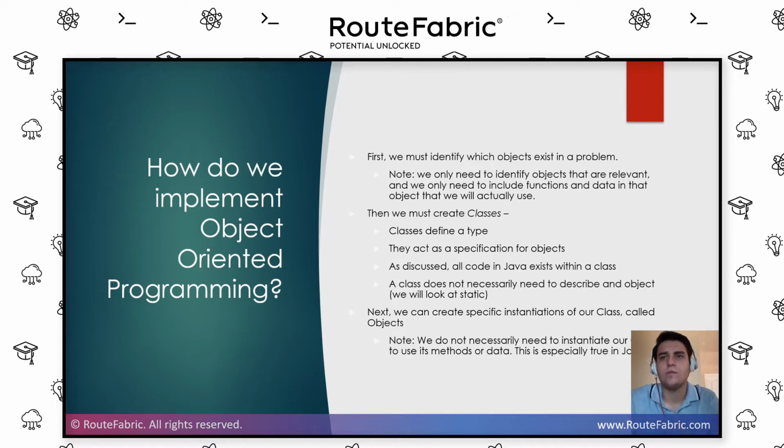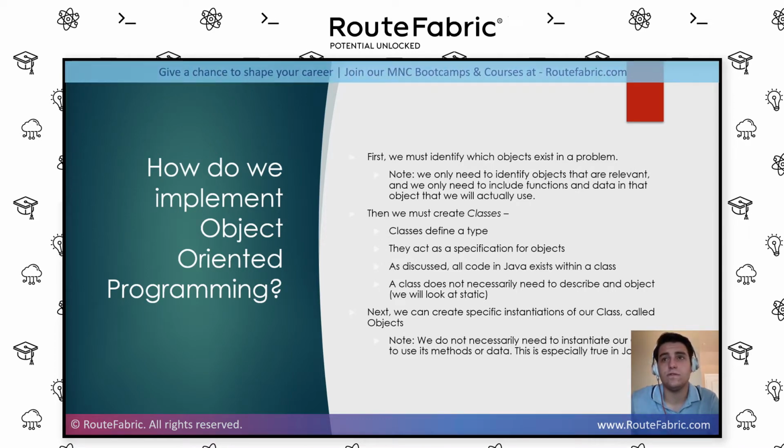Also keep in mind, we only need to identify objects that are relevant. We don't need to make absolutely every single object. For example, with our hotel problem, we wouldn't necessarily need to make a lamp object or a bed object. Maybe those aren't relevant if all we're trying to do is manage the finances of that hotel. Then we would only need a person object and maybe a room object. We wouldn't need to make objects for absolutely everything. So we only need to identify objects that are actually relevant, and we only need to include functions and data in that object that we will actually use.